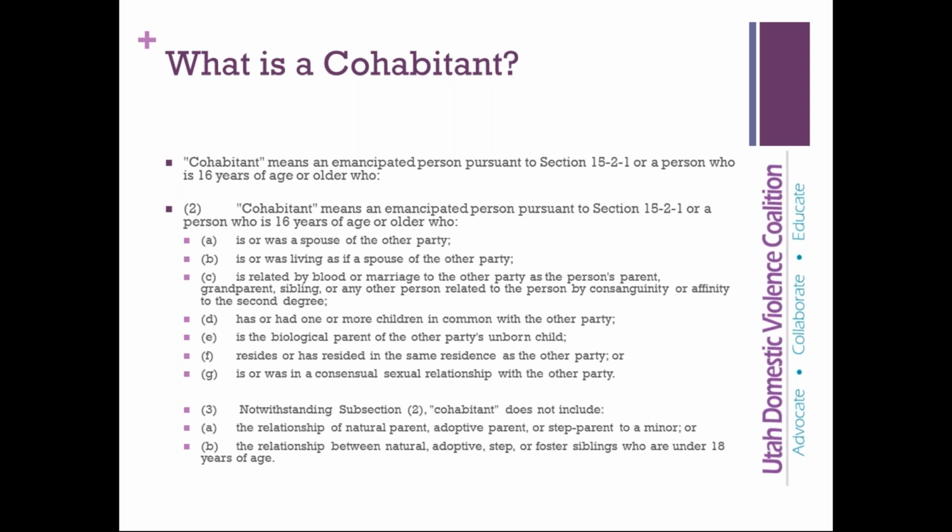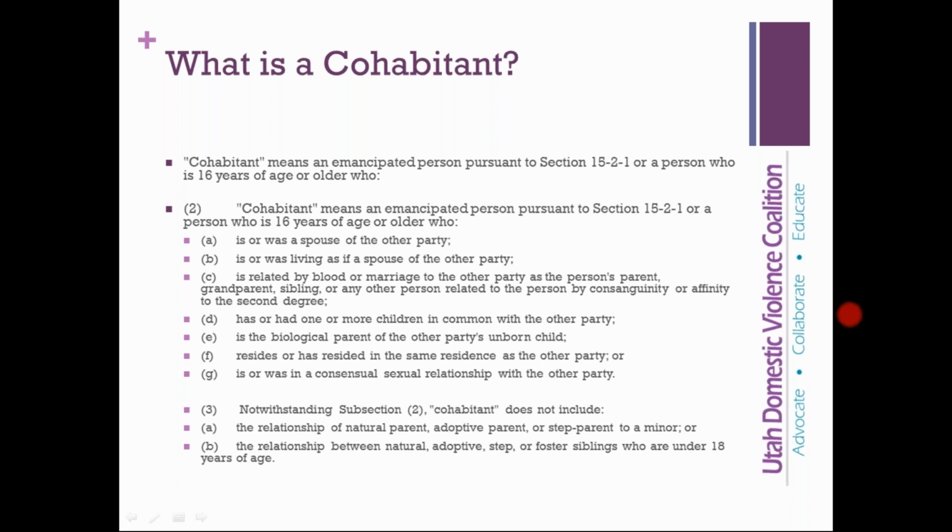Basically someone who's 16 years or older, who is or was a spouse of the other party. That's really, really important. Is or was living as if the spouse of another party. Is related by blood or marriage to the other party. So this is a little bit different. Has or has had one or more children in common with the other party, is the biological parent of the other party's unborn child, resides or has resided in the same residence as the other party, and is or was in a consensual sexual relationship. That last one was added this year, which is really important. A lot of folks may not live with the other party, but are dating and maybe engaging in a sexual relationship with that other person, and so they would fall under this statute, which is great.